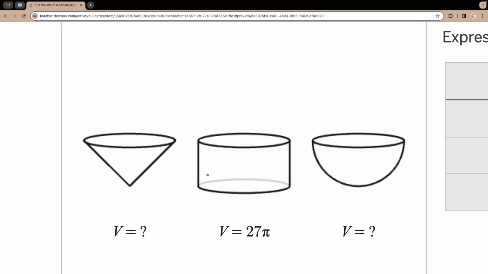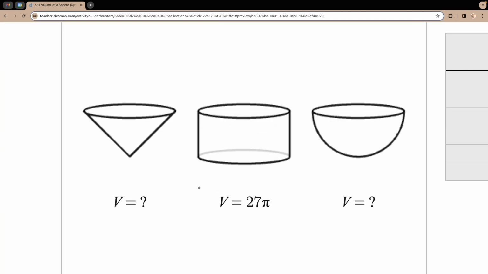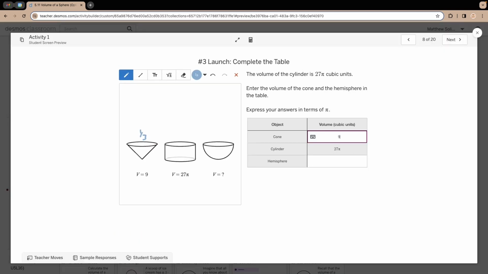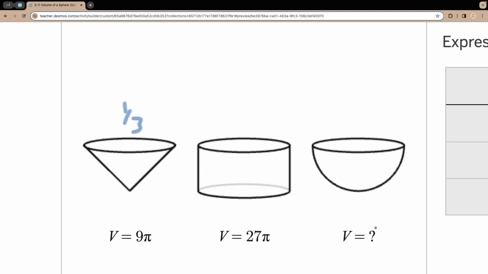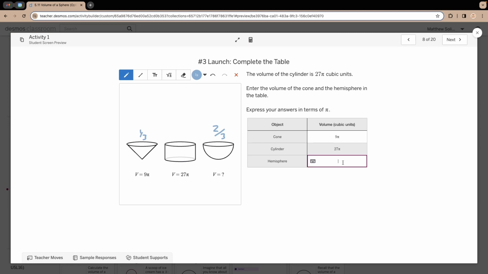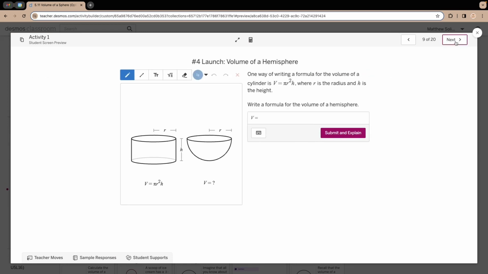So let's say the volume of the cylinder was 27 pi. Well, a cone is 1/3. So 1/3 of 27 is 9 pi, right? And then a hemisphere would be 2/3 of it. So still less than the cylinder, but not 9. It's going to be 2/3. And 2/3 of 27 is 18. So 18 pi.